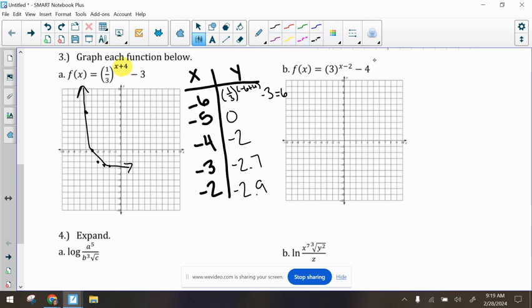For question B, we're going to go ahead and do the same thing. We're going to build our XY table. This one is going to be exponential growth because my base is bigger than 1. I'm going to start at positive 2 in my table because my horizontal translation is negative 2, and I take the opposite of that. And then I fill in 2 above and 2 below. And I'm going to go ahead and do the same thing.